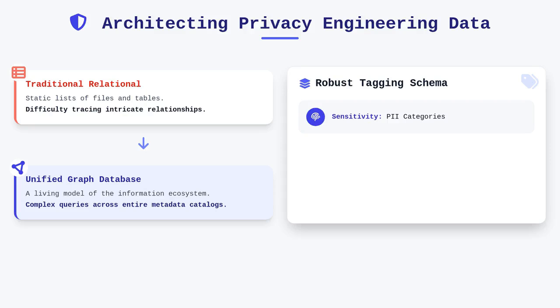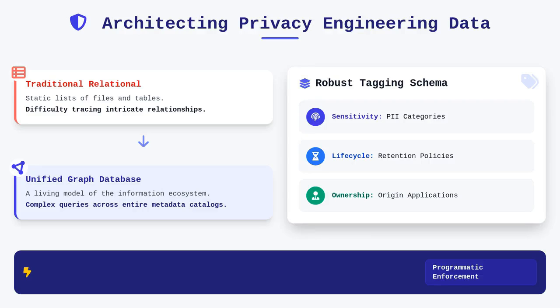For instance, tagging a data field with the origin application, the PII category, and the specific retention policy allows for programmatic enforcement of privacy rules across disparate databases. When you treat the data inventory as a dynamic graph, you can instantly visualize the impact of altering a single upstream service on all downstream data consumers. This is the difference between a list of files and a living, breathing model of your enterprise's information ecosystem.